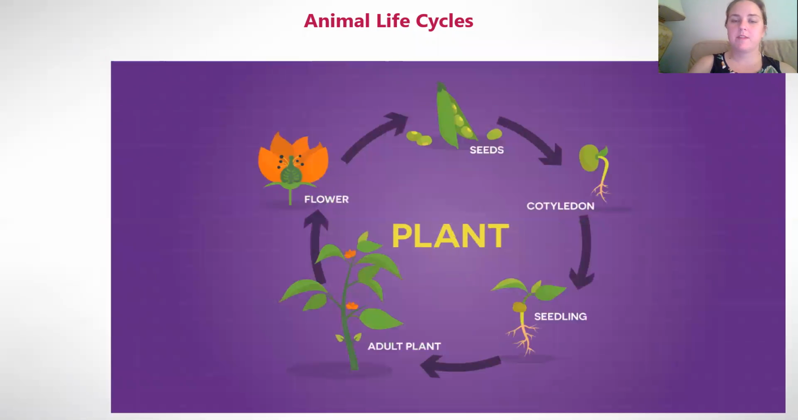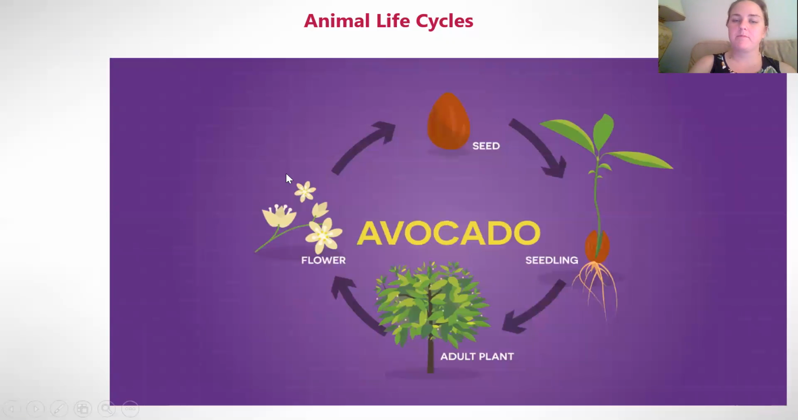All right, life cycle of a plant. We're going to be able to observe this with our bean plant. I'm so excited. It starts as a seed, which we're going to have our little bean in our bag. Then it becomes a cotyledon, I don't know how to pronounce this. And then it goes to a seedling, and then an adult plant, and then there are flowers that come off the adult plant.